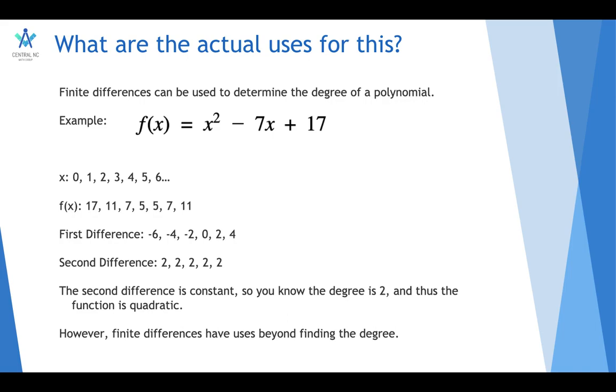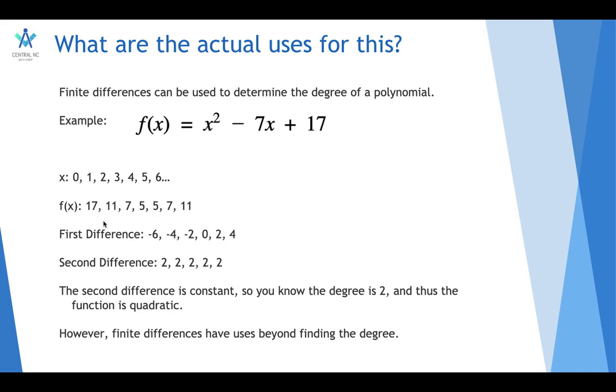Finite differences are often used to determine the degree of a polynomial, right? So let's say, for example, you have the polynomial f of x equals x squared minus 7x plus 17. But you don't know that you have this polynomial, right? You're just given what this polynomial is equal to at a bunch of different x values. So say you're given the x values 0, 1, 2, 3, 4, 5, 6, and f of x is given 17, 11, 7, 5, 5, 7, 11 for these respective x values.